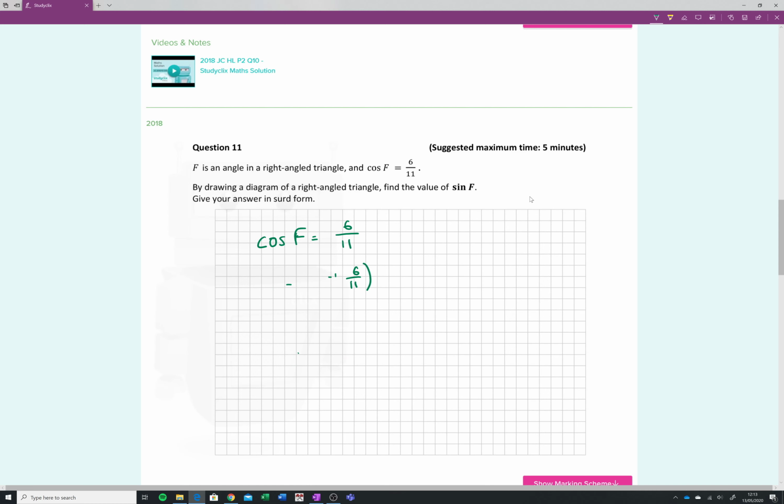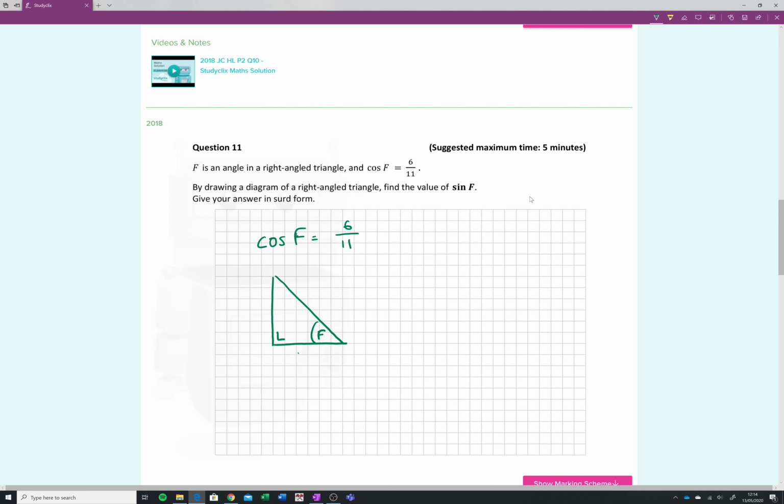There's a much classier way to do it, and as they say, they actually give you the hint here, it's by drawing a right angle triangle. It does not have to be to scale. This is the great part about it. It does not matter. Just draw f in as one of the angles. It can't be the right angle, obviously, because it says f is in a right angle triangle, not that it is the right angle in a right angle triangle.